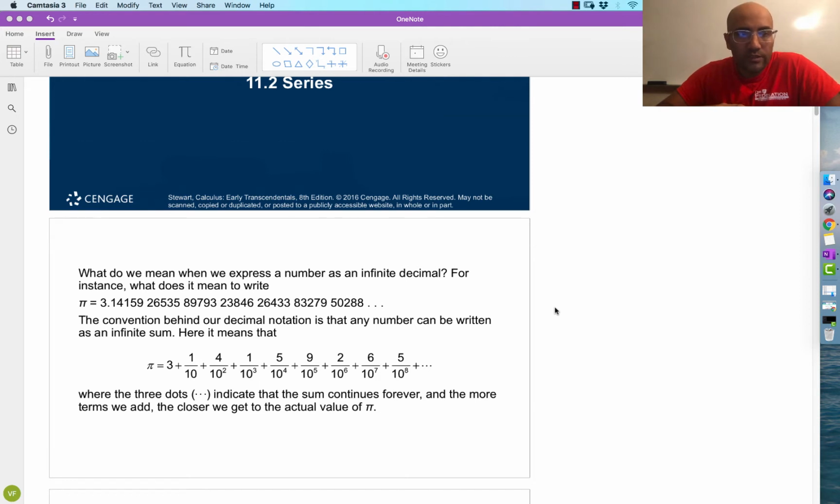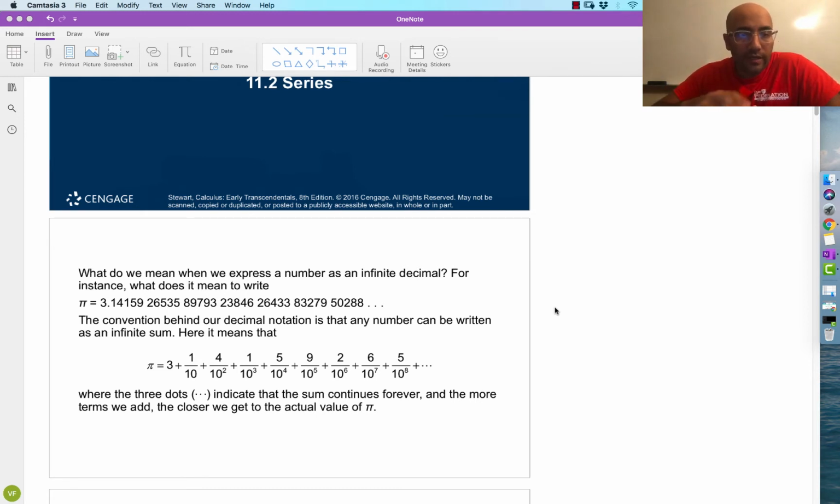For instance, what does it mean to write pi, which is 3.14? And I know normally we just stop there as a pretty good approximation at 3.14, but it does go on, obviously. It's an irrational number. It goes on forever, and there's no way to express it as a rational fraction. And the digits never repeat themselves, right? There's never an established pattern as we go on.